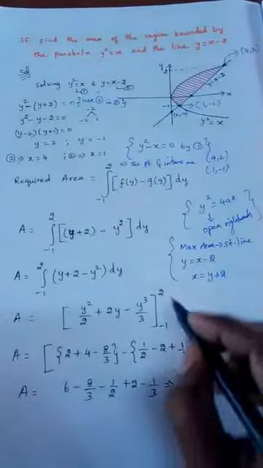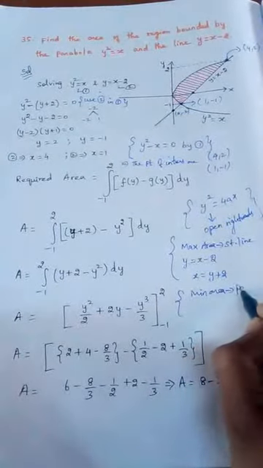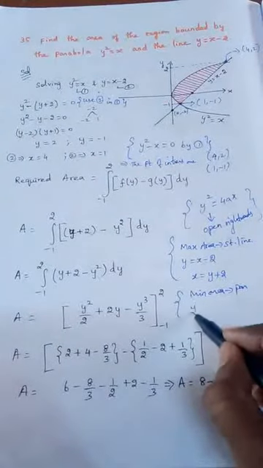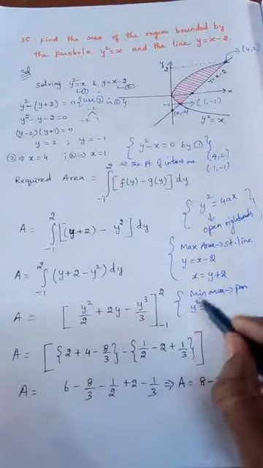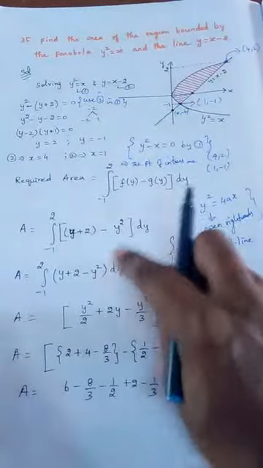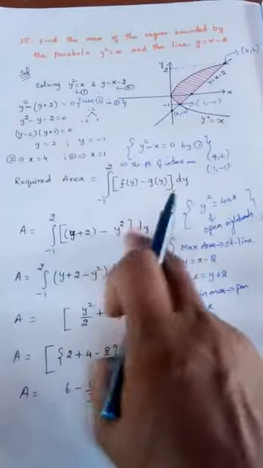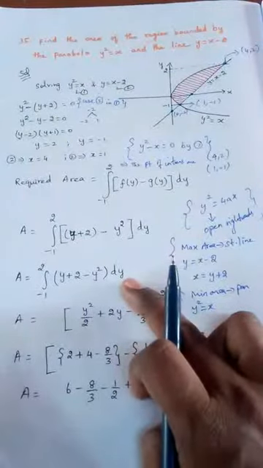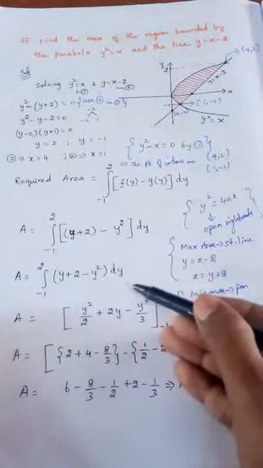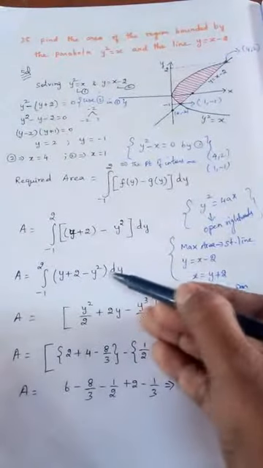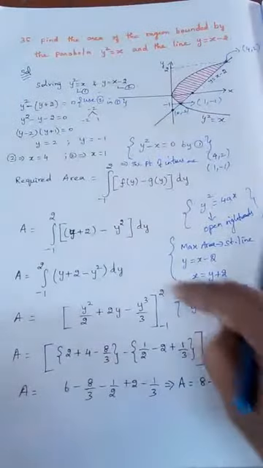The parabola gives the minimum area. What is the parabola's equation? y square is equal to x, so x is equal to y square. So I have to write the function of y. Now you expand this: the integral of y plus 2 minus y square dy, right? Integration of y square by 2, integration of 2 dy is 2y, integration of y square dy is minus y cube by 3. The limit is from minus 1 to 2.